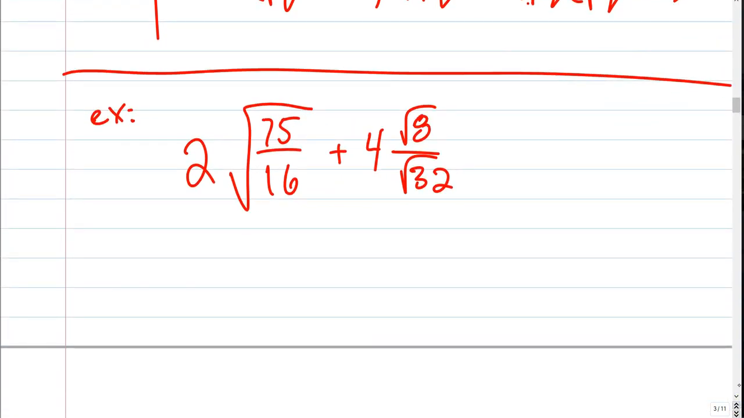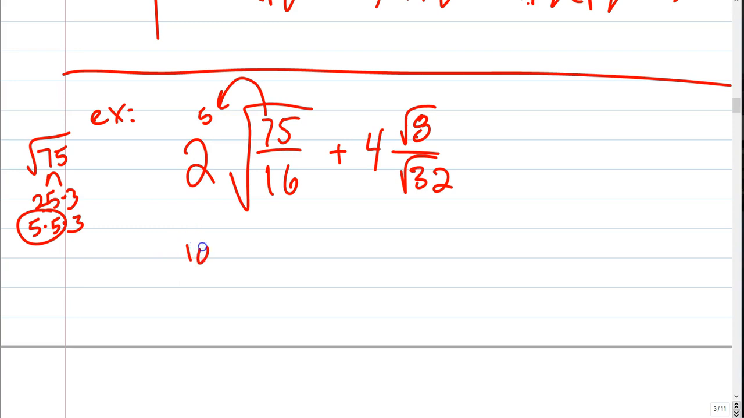Okay. Fractions, we've done this before. To the side, I'm going to do the square root of 75. Remember, we're going to split this. So the square root of 75, about 25 times 3, 5 times 5 times 3, out comes a 5. So we're left with 2 times 5, how about 10, square root of 3, over square root of 16.